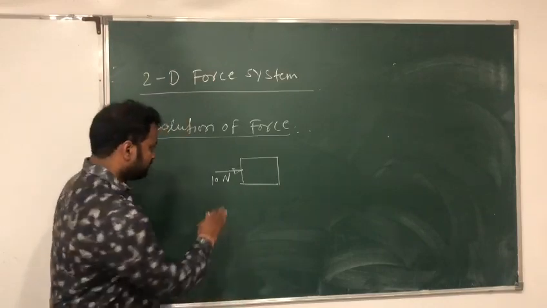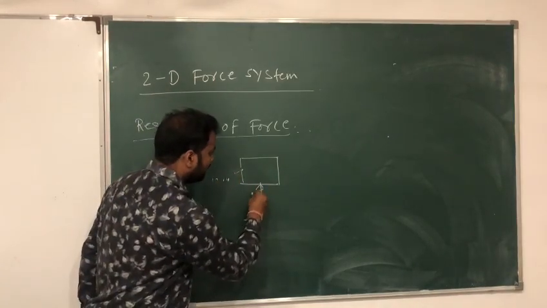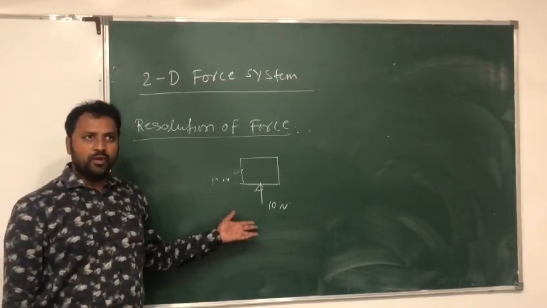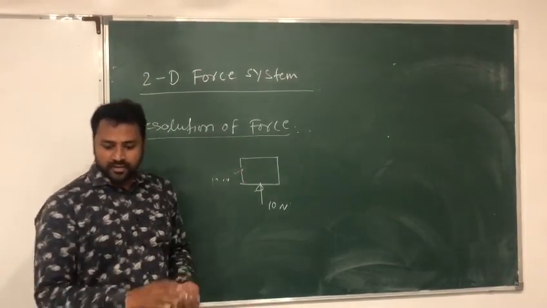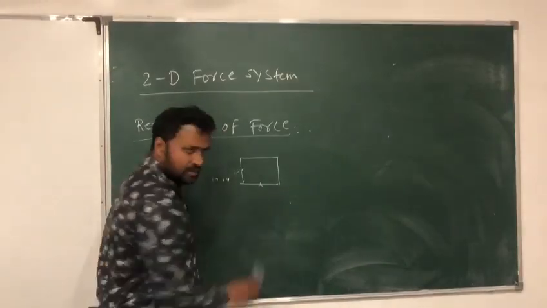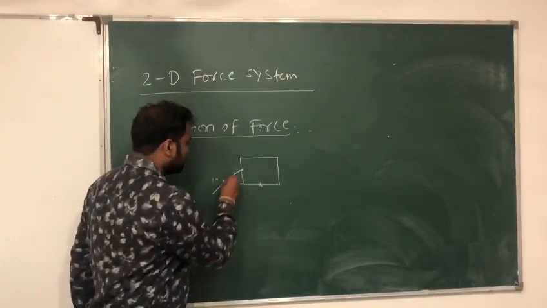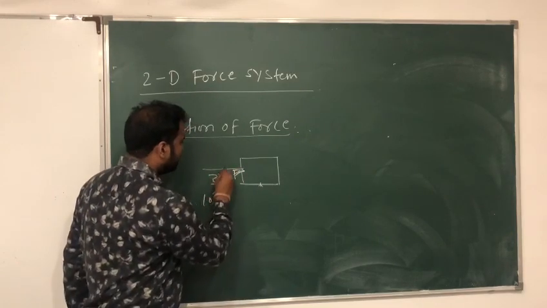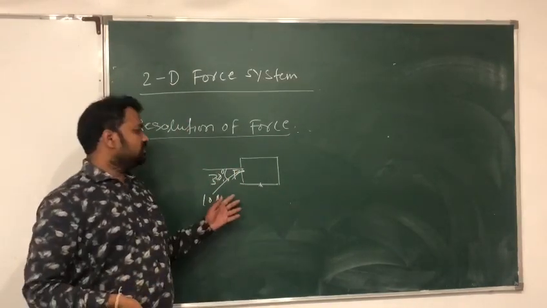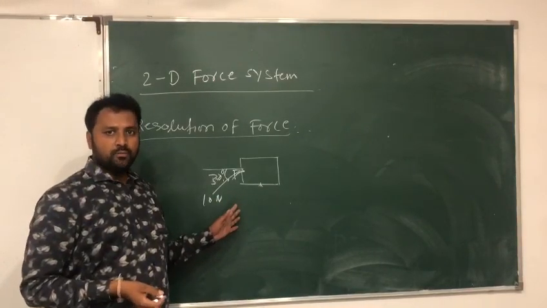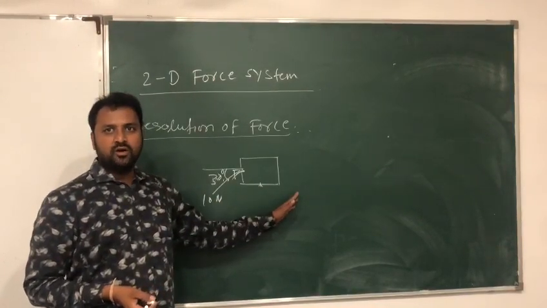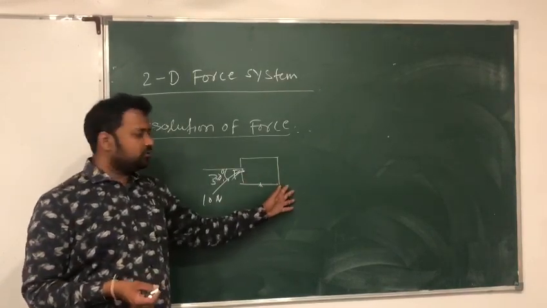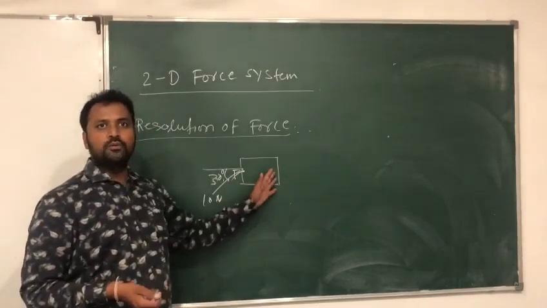Okay, and suppose the same magnitude of force of 10 Newton is acting down to up, so we can easily predict the body will move in the upward direction. But suppose this is a 10 Newton force which is inclined to the surface and makes an angle of 30 degrees. In this case we cannot predict whether the body moves in the left direction or right direction. So for knowing the effect of the inclined force, we can resolve it into two components.